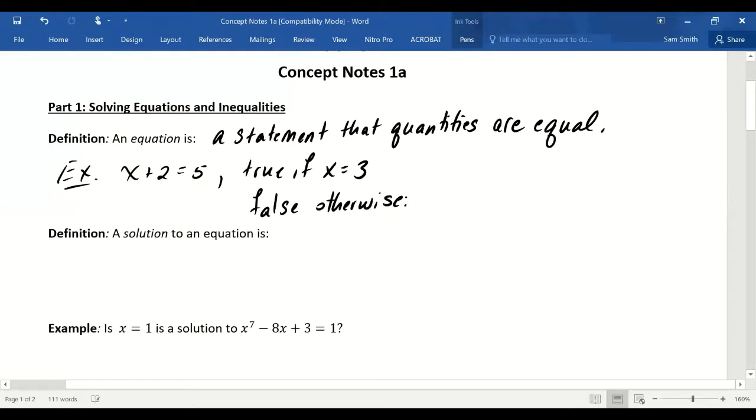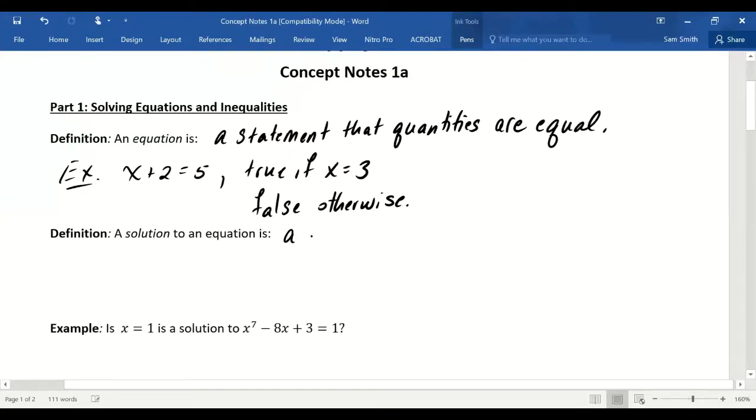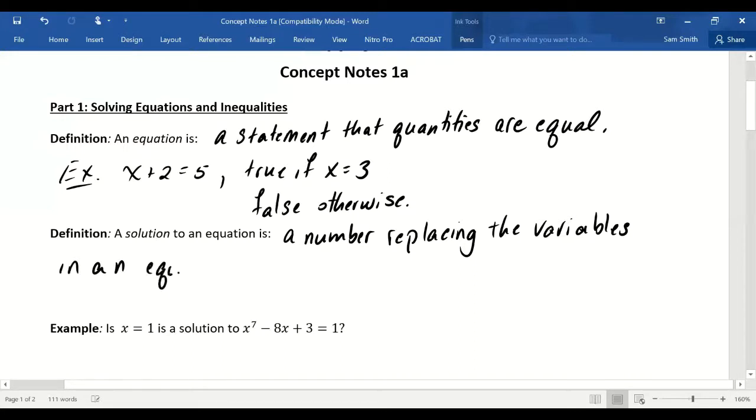When someone is talking about a solution to an equation, they're talking about a number that can replace the variables or the unknowns in your equation in such a way that your equation becomes a true statement, making the equation true.